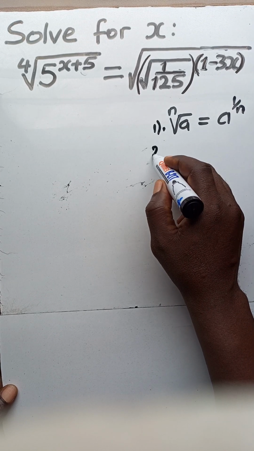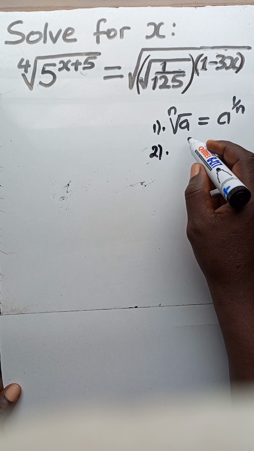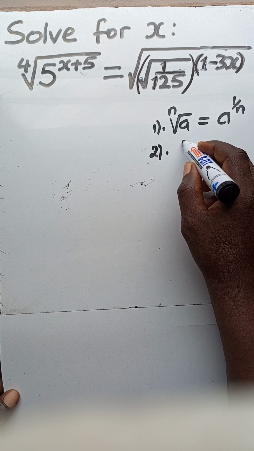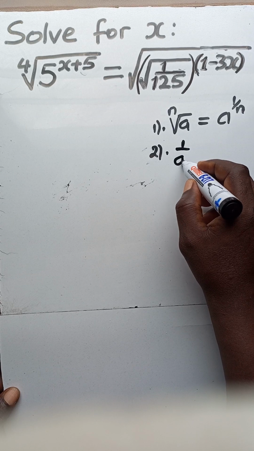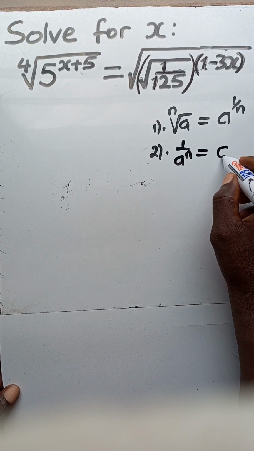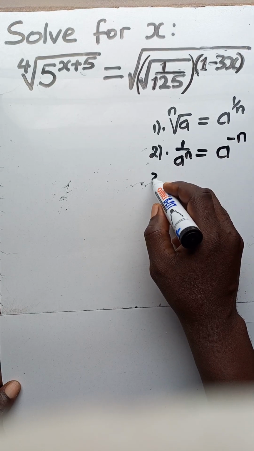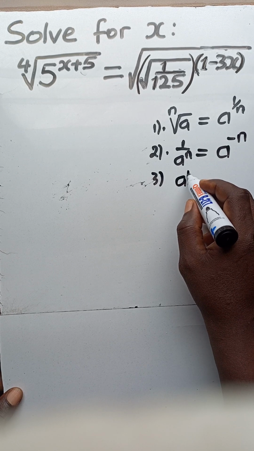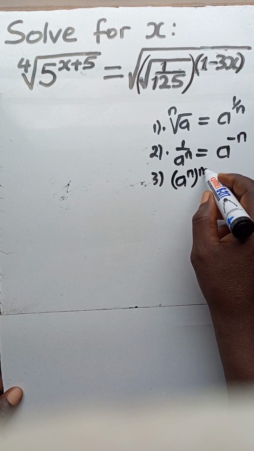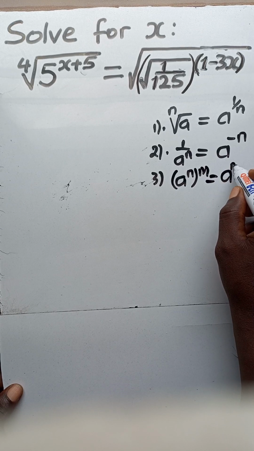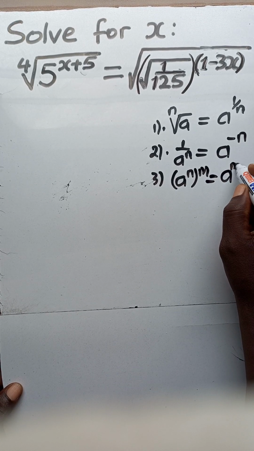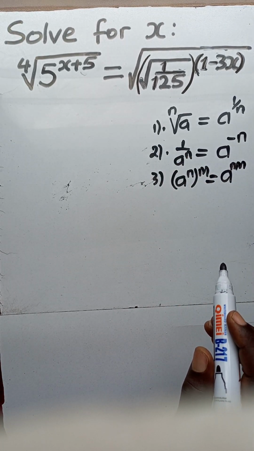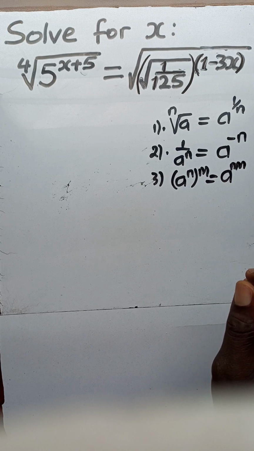The second law that we will need is the law of 1 over a to the n, which is simply a to the negative n. And then the third law is the law of power of powers: a to the n, raised to the m, is a to the nm. Just multiply out the powers. So these are the 3 laws that we will need in this solution. All right, let's start.